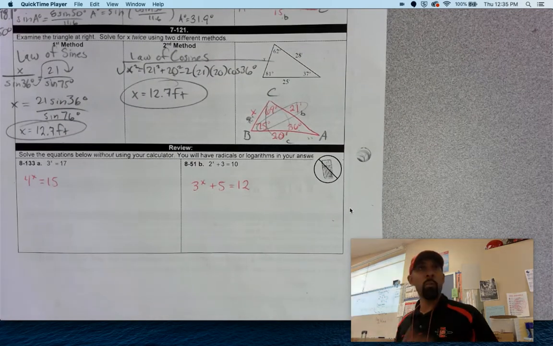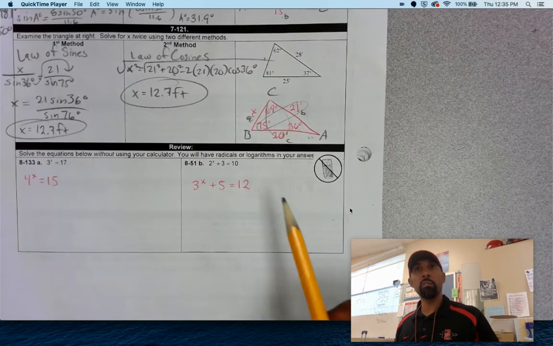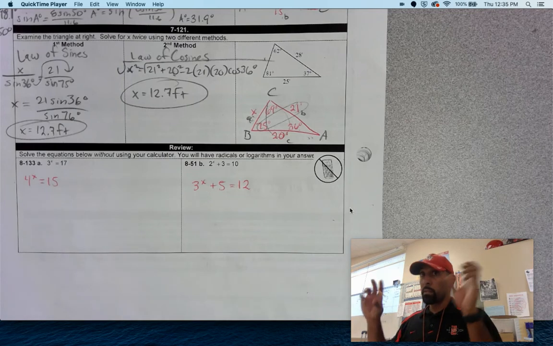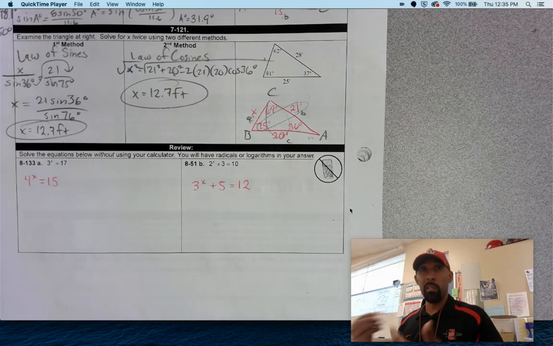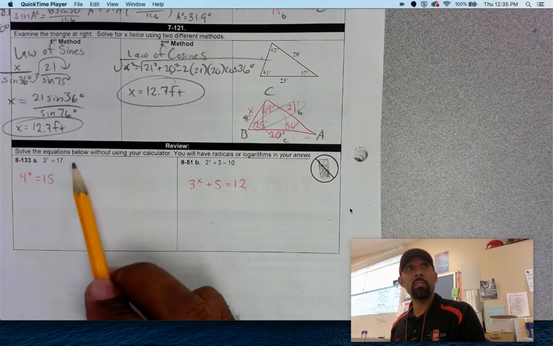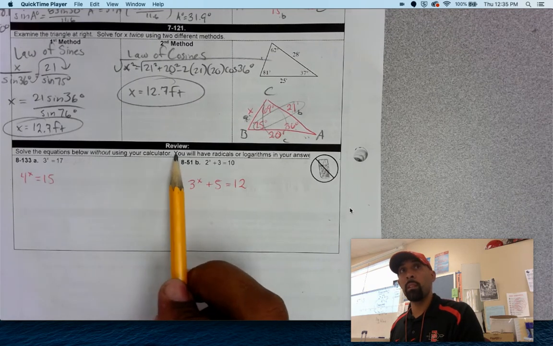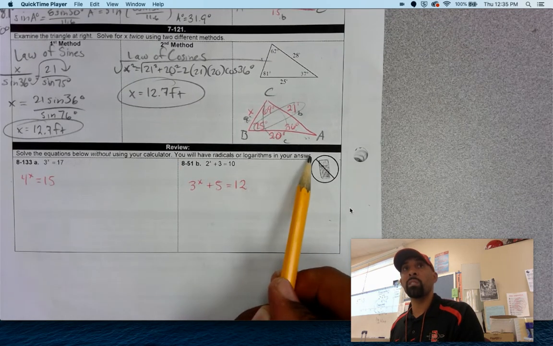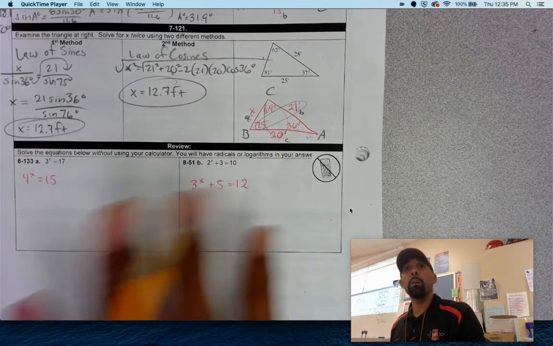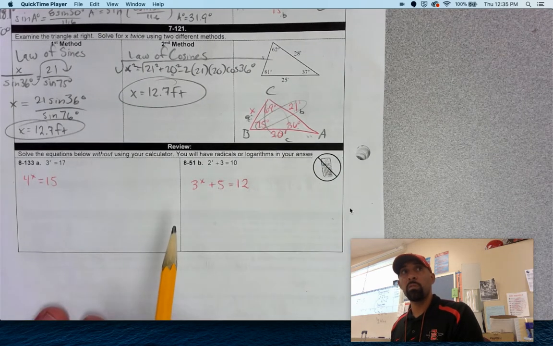All right, the last part is all review. Okay, we got some exponential functions, and typically when you hear exponential or see exponential, that means we're going to use logs to solve them. Okay, so what it says is solve the equations without using a calculator. You will have radicals or logarithms in your answer. So basically, don't completely solve this down to a decimal solution.